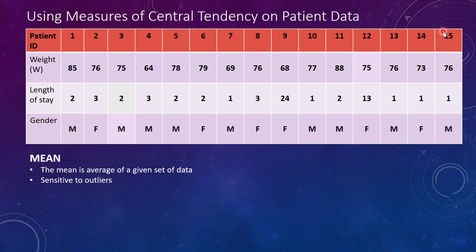Mean. Mean is the average of a given set of data. It is sensitive to outliers. Outliers are values completely different from other values in a group. The mean can be expressed as the sum of data over n, where n is the total number of patients.